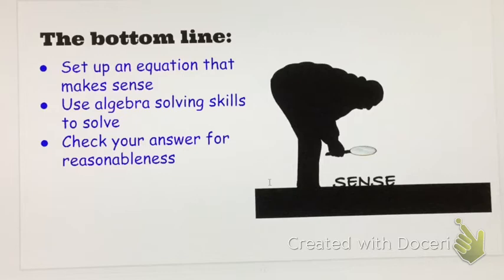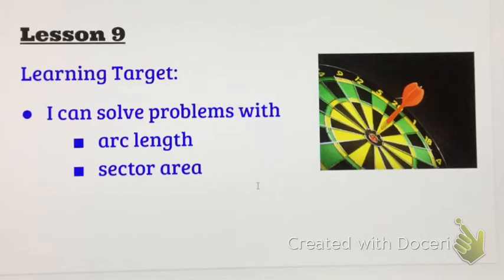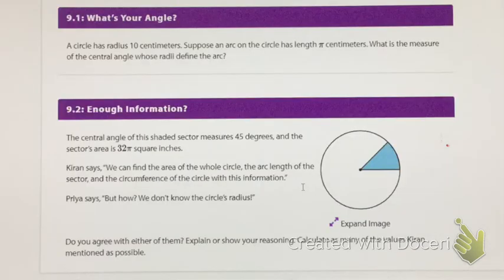So let's go back to the beginning. See what we're actually doing here. We're still in Unit 7, circles. This is Lesson 9, so it's solving problems with arc length and sector area. All right, so we're just solving problems. It's the stuff we've already learned. It's just more about the problem-solving piece, not just the definitions. So if you need the definitions, go back and look at Lesson 8. Here we go. We're going to start taking a look right at these right away.